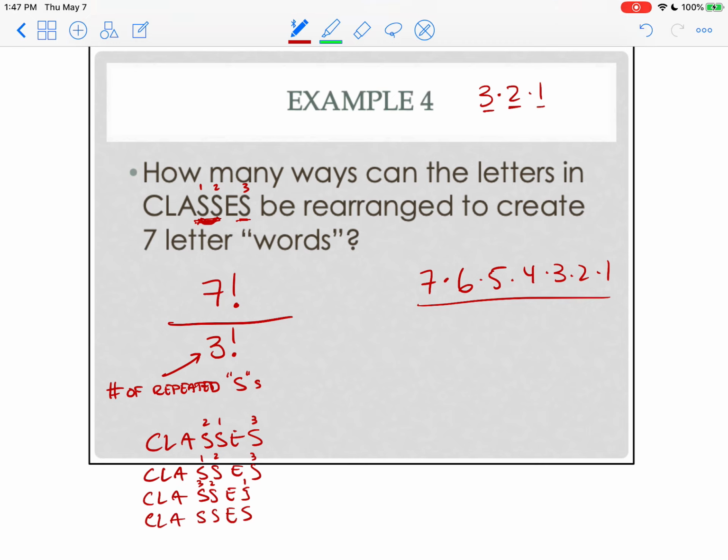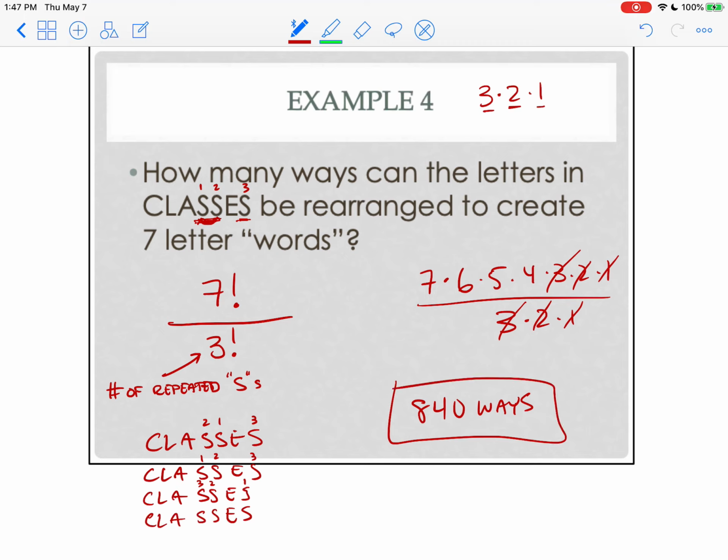But those aren't different words. They're not unique words. And so that's why I'm dividing by 3 factorial. And so if I do this out, 7 factorial, basically dividing by 3 factorial means I'm canceling out these. And so my actual answer is 7 times 6 times 5 times 4, which is 840 different words, different unique arrangements of those letters.